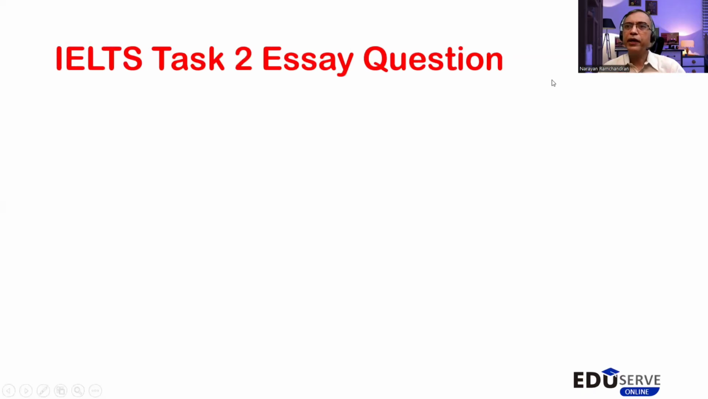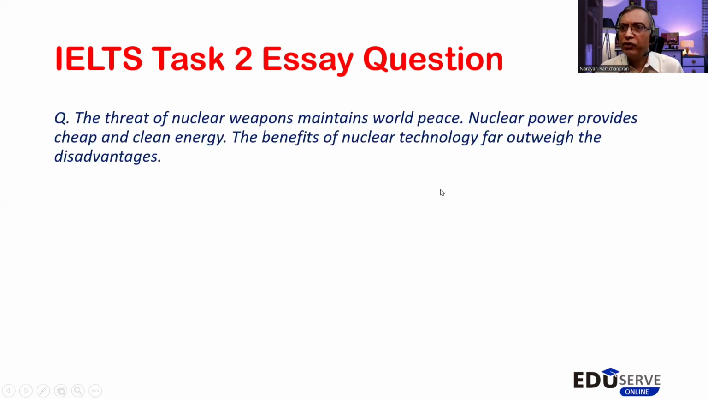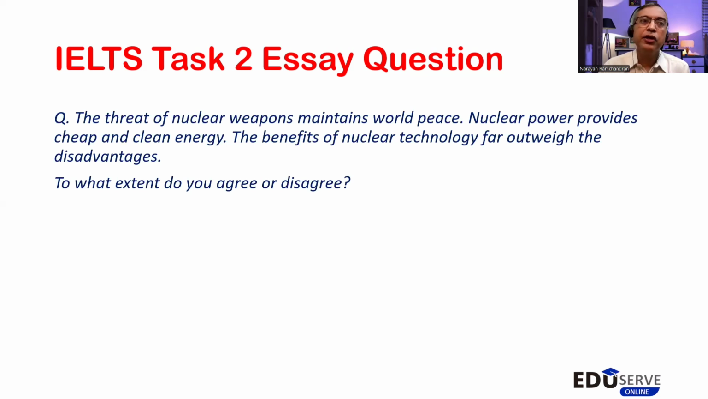So let's go ahead and look at how a task 2 essay question in IELTS writing looks like. I have on the screen an actual IELTS essay question, and I'll read it for you. The threat of nuclear weapons maintains world peace. Nuclear power provides clean and cheap energy. The benefit of nuclear technology far outweighs the disadvantages. To what extent do you agree or disagree?